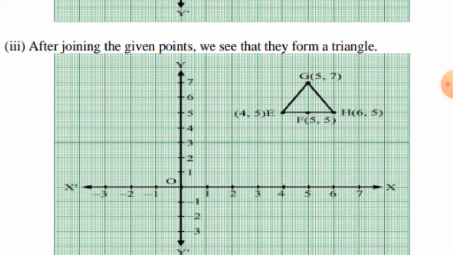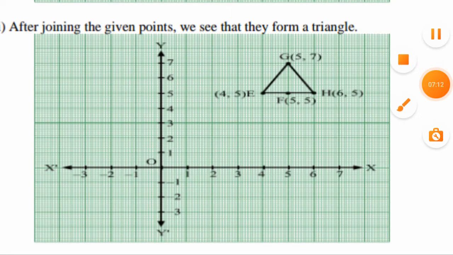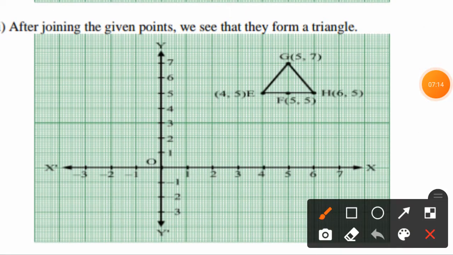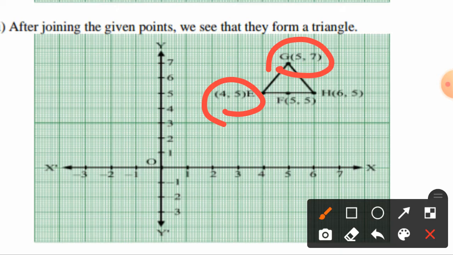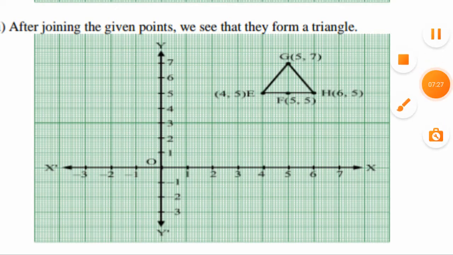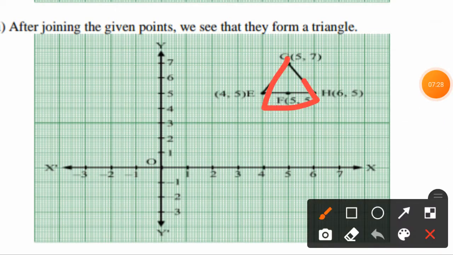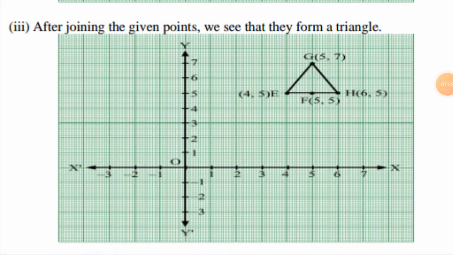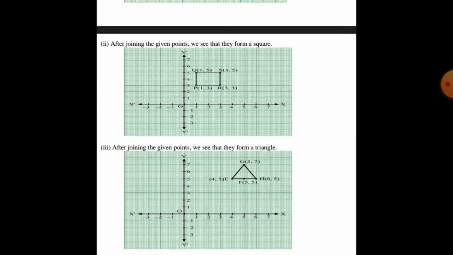Now similarly in the third case, after joining the given points we see that they form a triangle. So by joining these points here, G, E, F and H, that is 5 7, this is 4 5, this is 5 5 and this is 6 5. By joining all these points we can say that it forms a triangle. So this will be a triangle. Now similarly the next part also you can try.